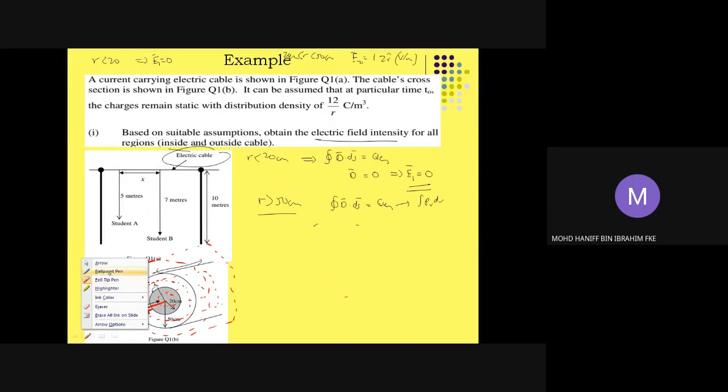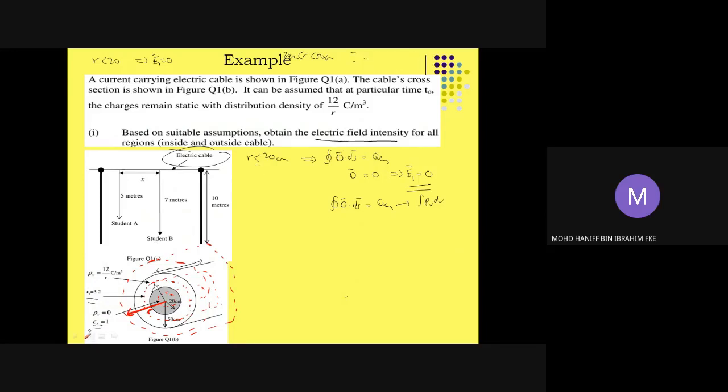Okay, so for this we are going to have D times 2 pi RL, which is for R bigger than 50 cm. And then the enclosed charge will be the charge inside the Gaussian. Sorry, I think I made a mistake for this case just now. The mistake is very obvious. I'm very sorry, my mistake.